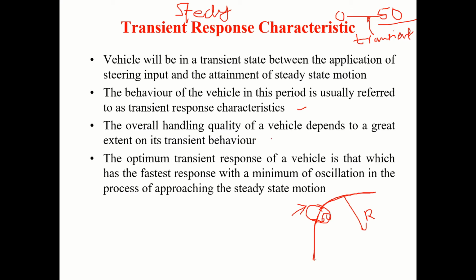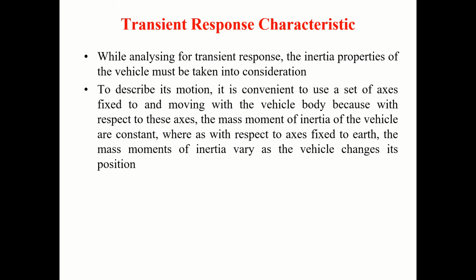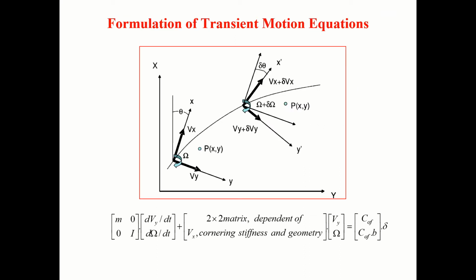The overall handling quality of a vehicle depends to a great extent on its transient behavior. The optimum transient response of a vehicle is that which has the fastest response with a minimum of oscillation in the process of approaching the steady state motion. Now I need to model the vehicle. Okay, means I must consider inertia effects, acceleration and deceleration effects, and I need to model this vehicle.